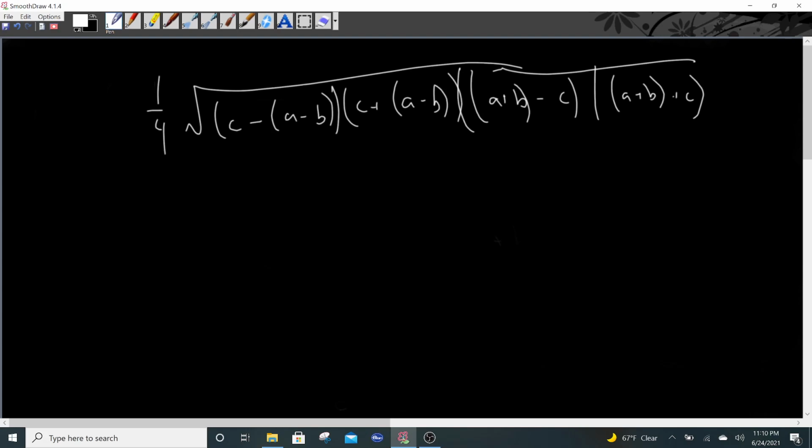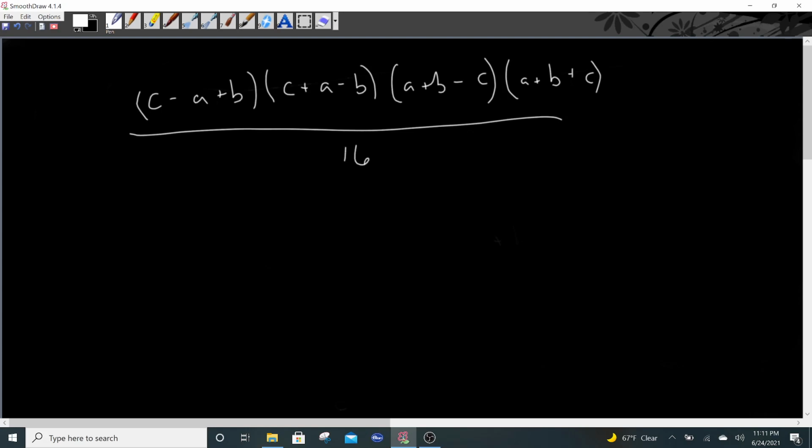And we're going to reincorporate our 1/4. We want everything to be inside the square root to ease in our calculations. So let me write all of this one more time. We would have c minus a plus b. I'm just going to distribute the negatives and then we'll rearrange in our next step.